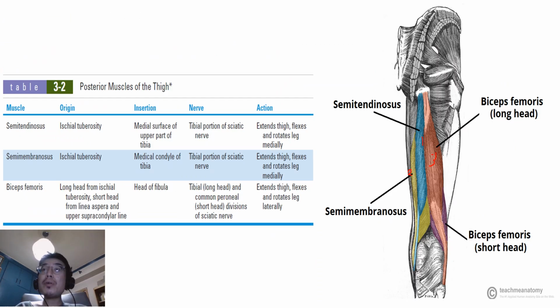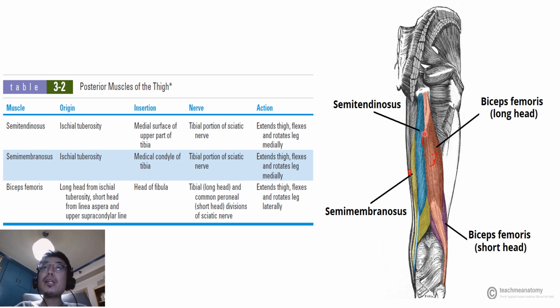We move down and look at the posterior muscles of the thigh. When we talk about the posterior muscles of the thigh, there are only three muscles we need to remember. In blue, the semitendinosus. In yellow, the semimembranosus. And in red, the biceps femoris. This image, by the way, is taken from teachmeanatomy.com.